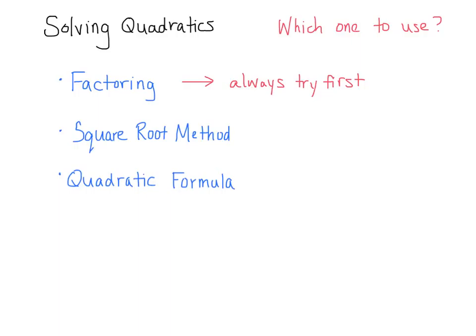So now that we've learned the three methods, you're going to need to figure out which one you're going to use. So you should always try factoring first. Get the problem equal to 0 and see if it's factorable. Always start there. If you notice right away there's no linear term, the square root method is a good option also, or you can try it if factoring doesn't work.